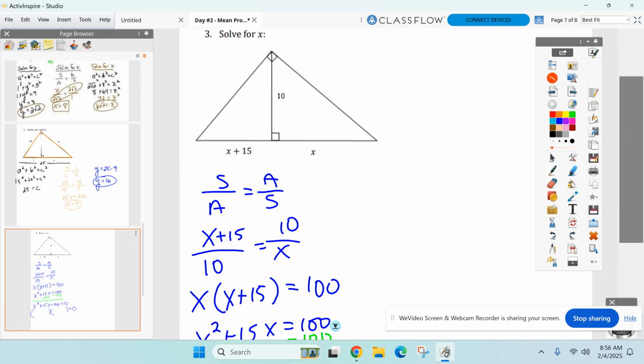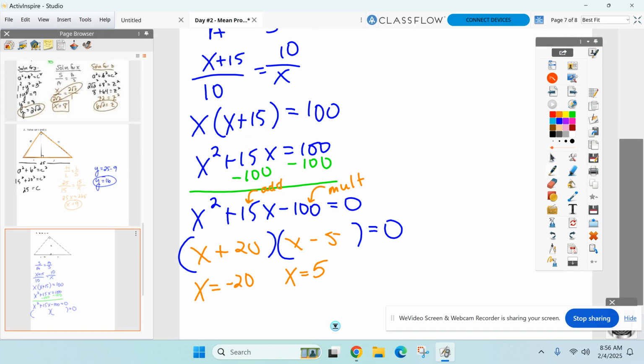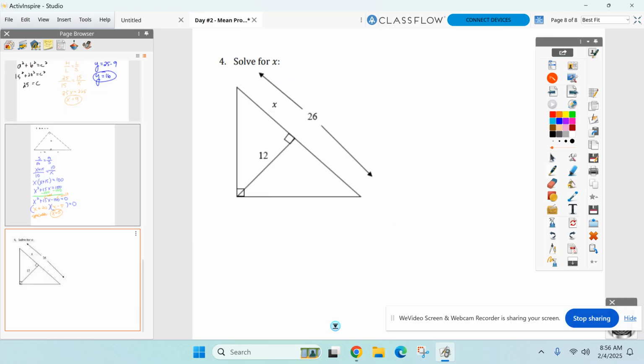Nobody has a problem right now. Can't have a negative side length, right? If I take negative 20 and plug it in for x, that gives me a negative side length. Rejected. I can only have 5. Any issues? All right, one more tougher one now, and then you guys are on your own.